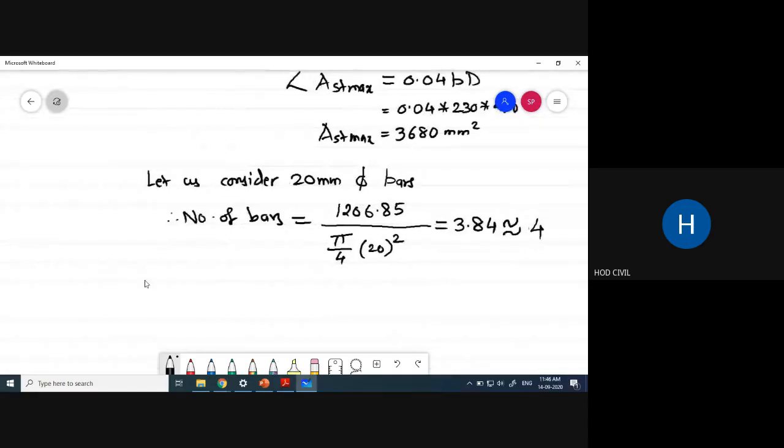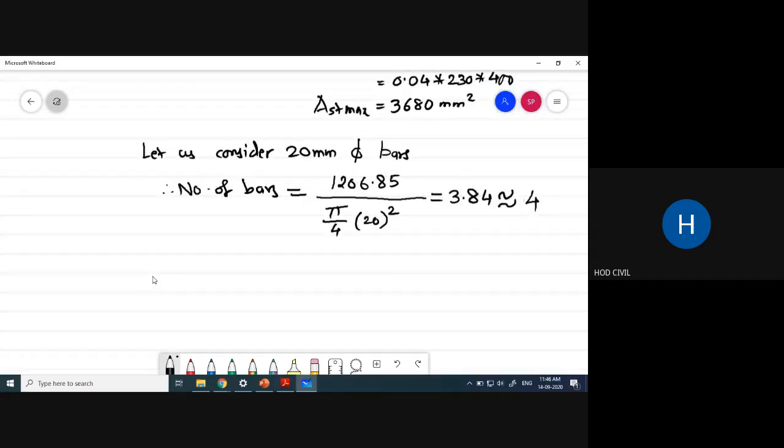Okay, so just write down one statement below here, or you need to first calculate the percentage of steel provided or AST provided. So let us calculate AST provided first. AST provided is equal to pi by 4 into d square and such 4 number of bars. So what is the value?